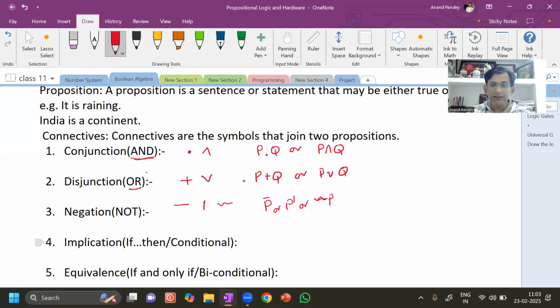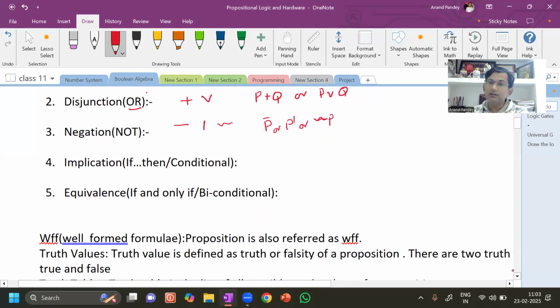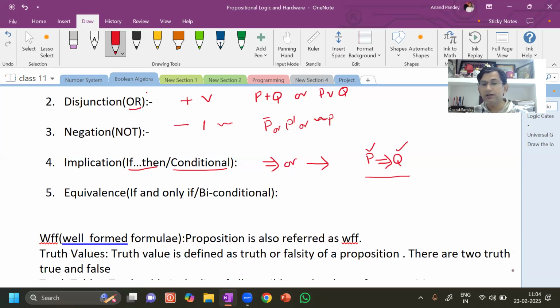Now next is implication. You only need to learn the symbols. Implication means if-then. It is also called a conditional proposition. The symbol used for implication is this, or it can be written like this also, an arrow symbol. For example, P and Q are two propositions. So P implies Q means: if P, then Q. It is a conditional proposition. Remember this: if P, then Q.